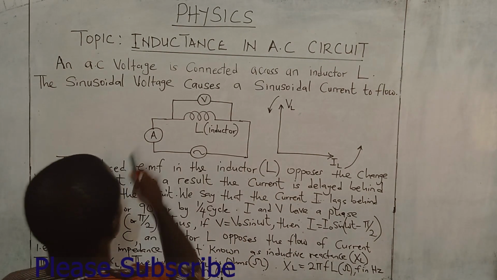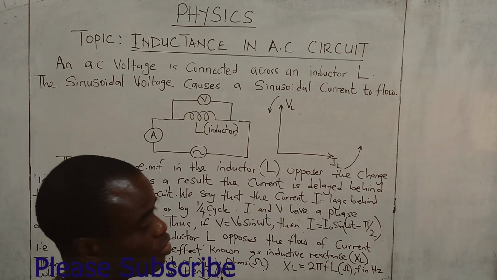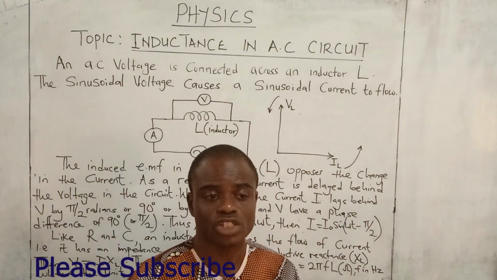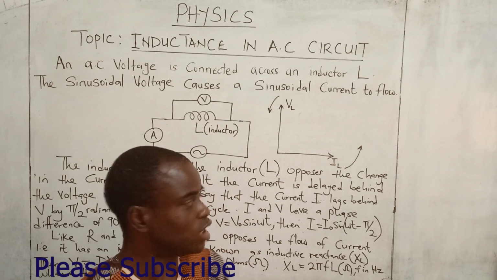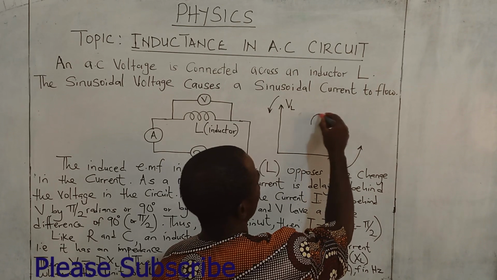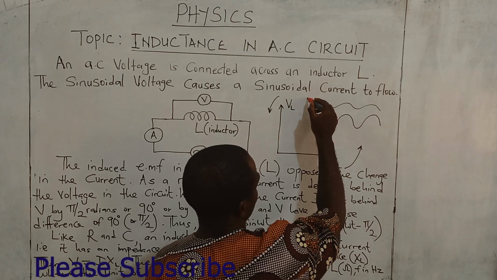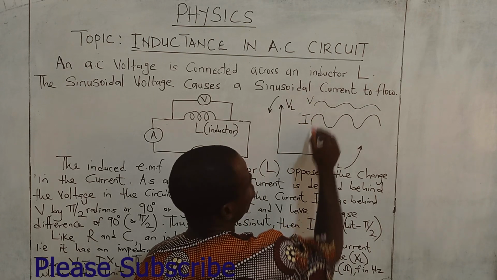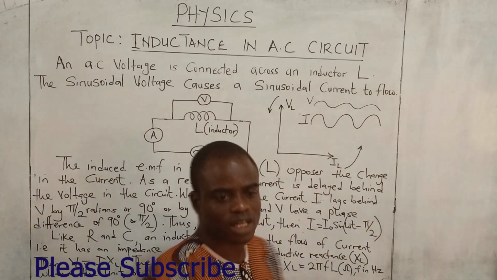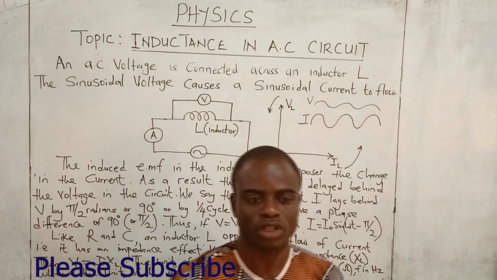Now let's see, an AC voltage is connected across an inductor L, and the sinusoidal voltage causes a sinusoidal current to flow. Sinusoidal voltage means the voltage is not stable, it's moving. When the voltage is moving in a sinusoidal way, current also follows suit to move in a sinusoidal form. Voltage is a carrier of current. Whatever happens to voltage will happen to current.